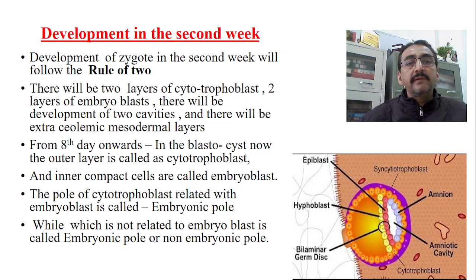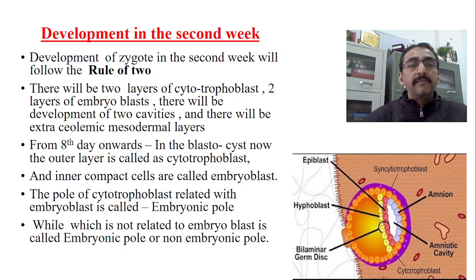Now, what happens regarding development in the second week? Development of the zygote in the second week will follow the rule of 2. Everything will be 2 there. There will be 2 layers of cytotrophoblast, 2 layers of embryoblast, development of 2 cavities, and development of an extracoelomic mesodermal layer. These are the very important events taking place in the second week of fetal development.